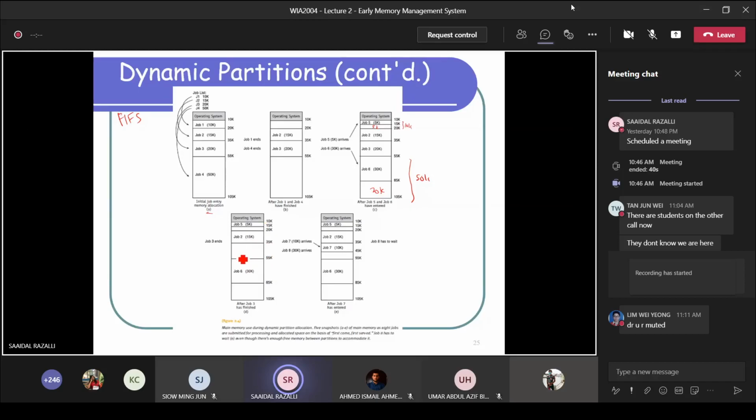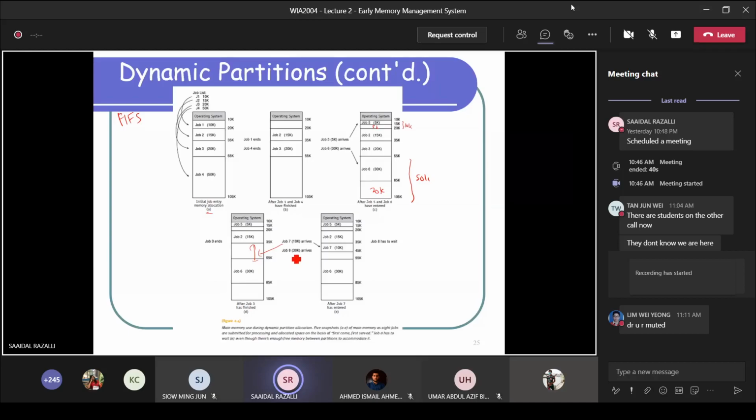So let's say job 3 ends. After job 3 finishes, it frees this partition. Then job 7, 10K, arrives, so it goes straight away to this partition. This is job 7.